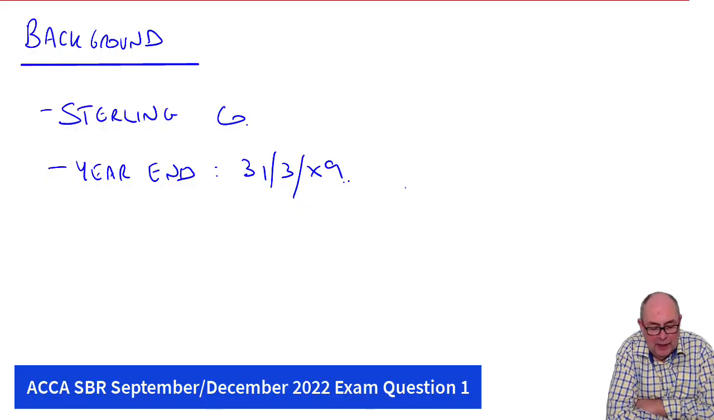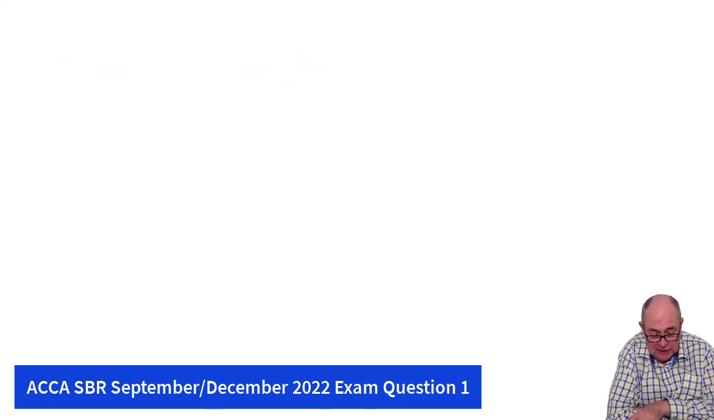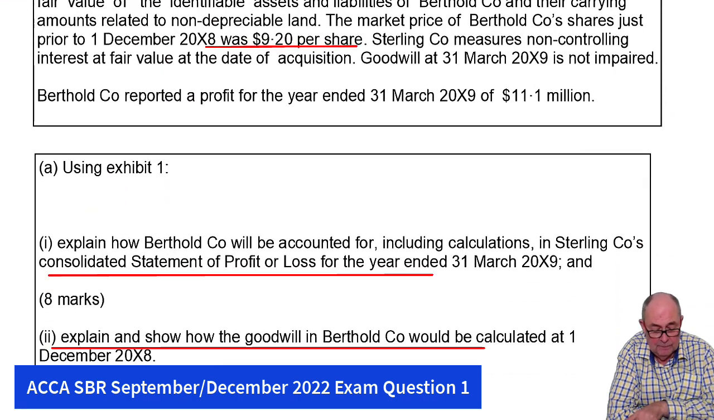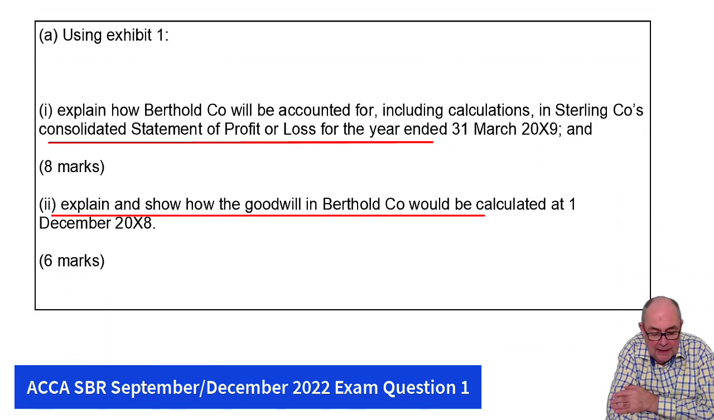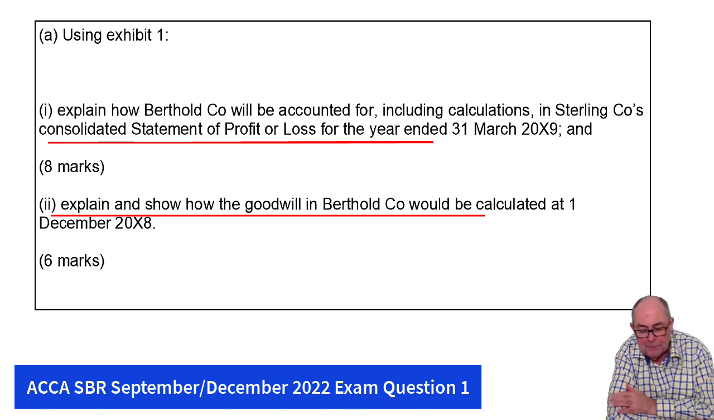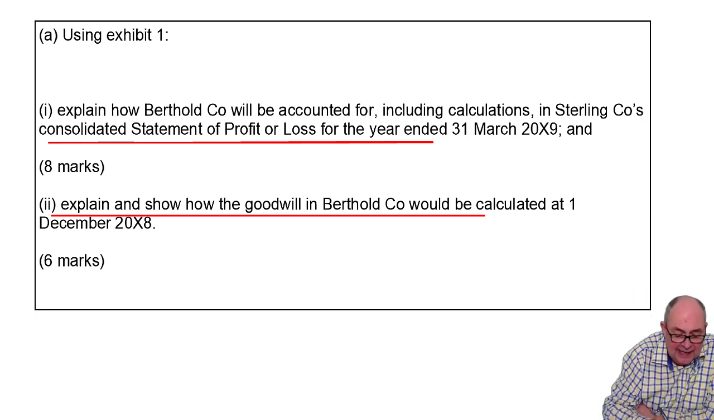So we'll take a look at question 1 called Sterling. The group account question, year end is March X9. First part of the scenario, 2 requirements. How would Berthold be accounted for in the profit and loss? Not the balance sheet, just the profit and loss. And what would the goodwill be, presumably on buying Berthold?